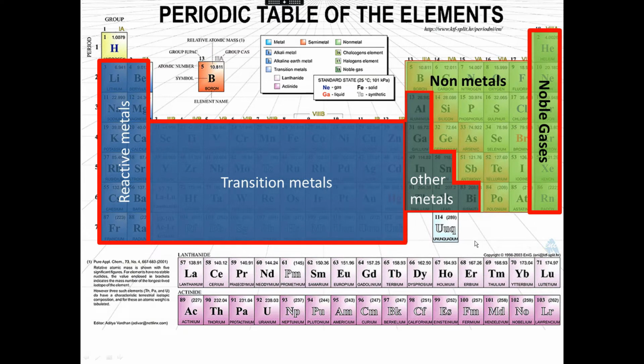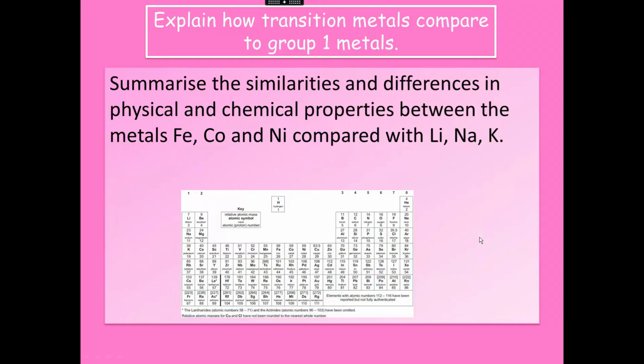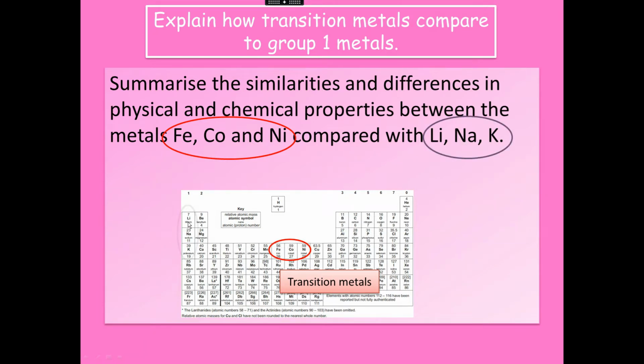Now let's have a look for the elements that the question is asking us about. Iron, cobalt, and nickel, where are they? Down here in the transition metals section. So we're going to need to write about transition metals, physical and chemical properties. What about lithium, sodium, potassium? Well, they're over here, group 1. The alkali metals, group 1. So really what this question is asking is to compare the similarities and differences of physical and chemical properties of transition metals with group 1.